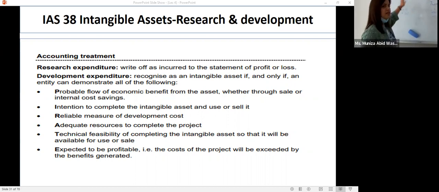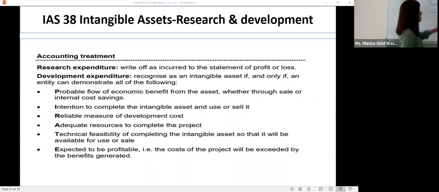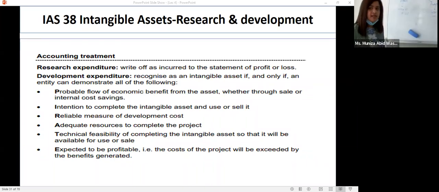As soon as the research expenditures are incurred, we are going to write them off in our statement of profit or loss. Development expenditure is recognized as an intangible asset if and only if an entity can demonstrate all of the following. If the organization is meeting the 6-point criteria, then it would be able to recognize the development expenditure as an intangible asset. If not, then it is not going to recognize the development expenditure as an intangible asset.